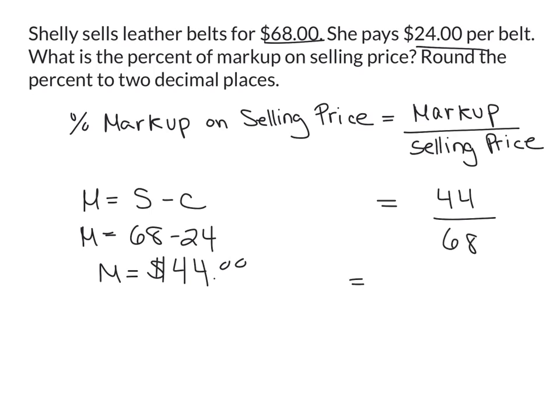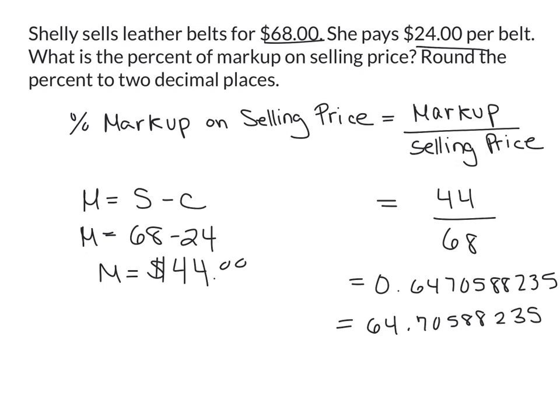When we do that, we get a value of 0.6470588235. And we want to write this as a percent, so we'll multiply by 100. So we have 64.70588235. And then we want to round to 2 decimal places, so we'll look at the 0. Since the number next to the 0 is a 5, we're going to round that 0 up to a 1. So our final answer is 64.71%.